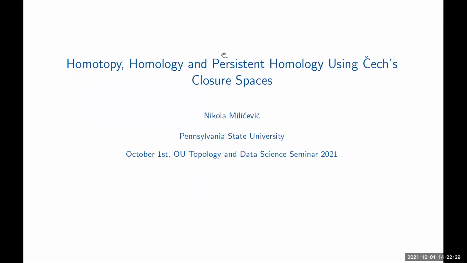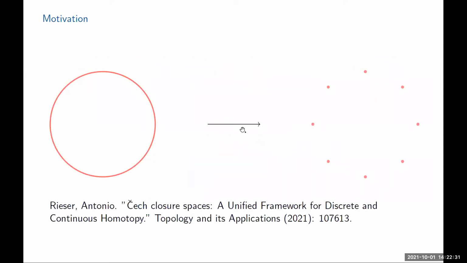Let me just give you some basic motivation for this work. So I work in topological data analysis, and a typical setting we have in topological data analysis is we have some sample of a space. For example, we have a circle and you have some sample points, maybe 8 roots of unity or something. And you would like to infer something about the space from the sample.